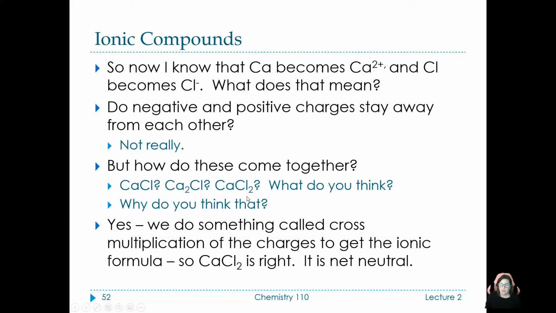Oh, yeah, that makes sense. It would make sense that it's CaCl2. Why does that make sense? Because Ca is 2+, so I need two Cl- to do that. Okay, so it's cross multiplication. Since this is 2+, we need 2 here. Since this is 1-, we need 1 there. It's net neutral. That's the way we do it.